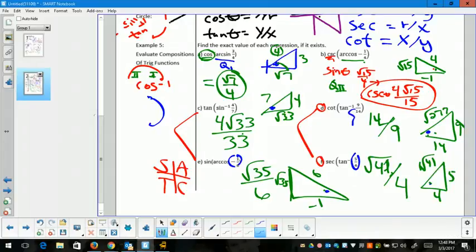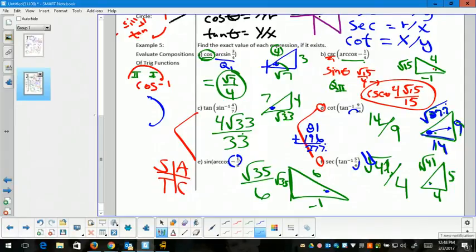For letter D, they say 9/14. So this is my angle right here. The opposite is 9. The adjacent is 14. I have to find the hypotenuse. 9 squared is 81. 14 squared is 196. Add them together, you get 277. And since you don't have a calculator, hopefully it's not a number you have to break down. That was really easy.